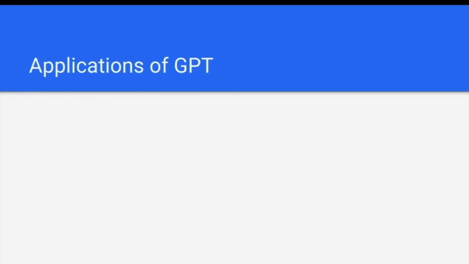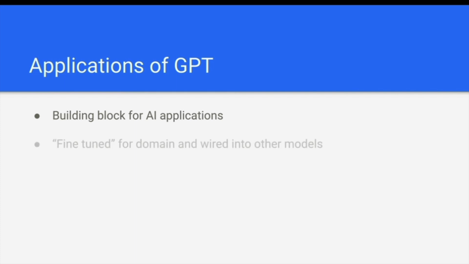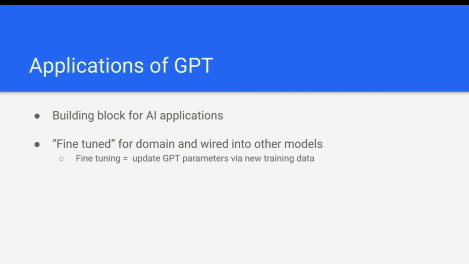Okay, so let's talk about the applications of GPT. GPT itself is usually just seen as a building block. It's not used on its own. There are usually other structures and other models put around it. It's usually fine-tuned as well for a particular domain. What it means to fine-tune is that the base model is trained further using some new training data from the domain that's very specific to the problem area where you're going to apply it. This is really common. So you update the GPT parameters via new training data.